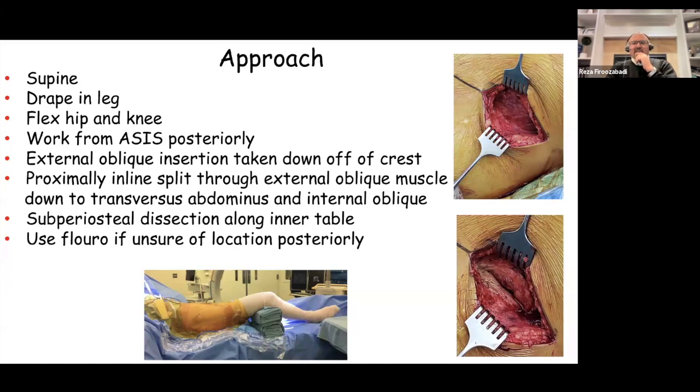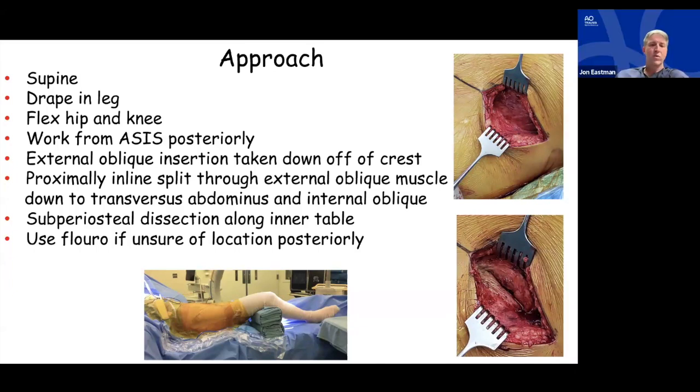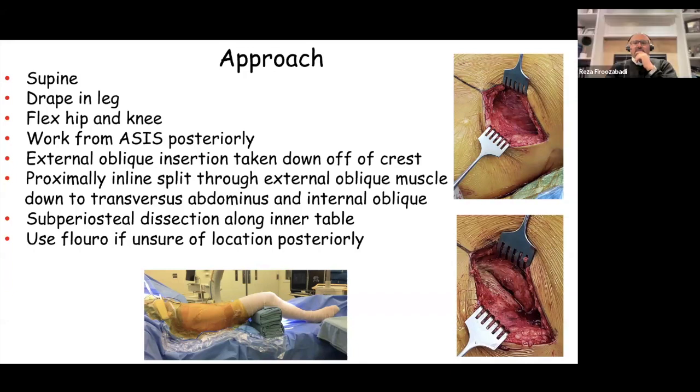Anything to add to that in terms of just positioning and approach, John or Mark? Yeah, I think one question that always comes up is people have a preference or are unsure: do I need some sort of extension like an ASIS osteotomy or a release of the ligament? What do you guys think? Go ahead, Mark. I do routinely extend it to fully mobilize the iliacus and so forth.